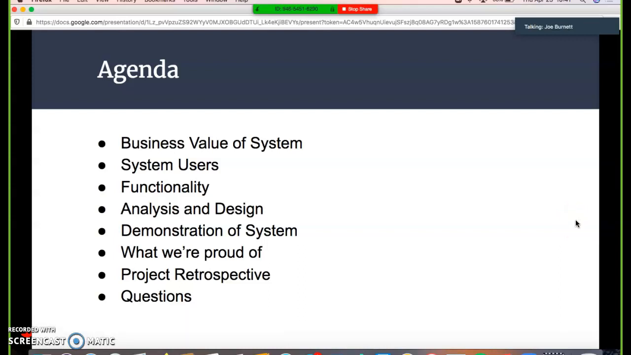So to get started, I will quickly go over the agenda of what we will be covering in this presentation. First, I'll be talking about the business value of the system. Then I'll go into the system users. Next, the functionality, the analysis and design, demonstration of the system, what we're proud of, project retrospective, and then any questions if you guys have any.